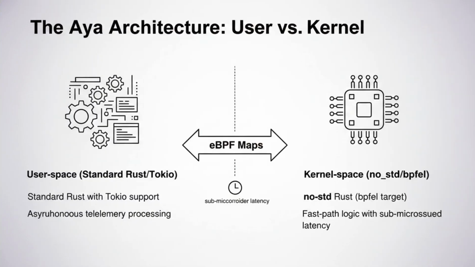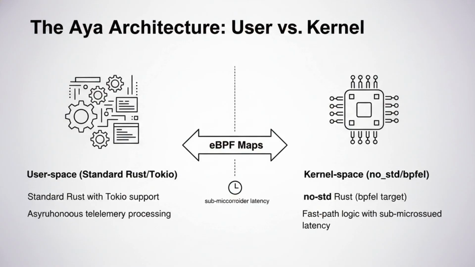Understanding the split in Aya is vital for system design. Your project will typically consist of two main crates. The kernel space crate uses no standard Rust, targeting the bpfel-unknown-none architecture. This is where your fast path logic lives, filtering packets or tracing syscalls. The user space crate is a standard Rust application that uses the Aya library to load the eBPF program, manage maps, and process the data stream.